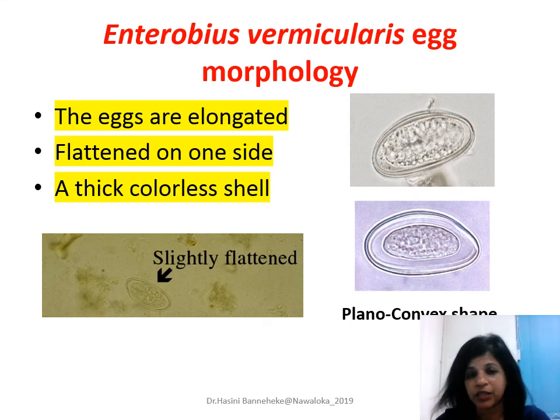Now the other thing you have to remember is, when you compare this with the hookworm egg, hookworm egg is also colorless, Enterobius egg is also colorless, but the hookworm eggs have a very thin shell, whereas here you can see that the shell is thicker, and the shape of Enterobius is plano-convex, whereas hookworm eggs are more ovoid with bluntly rounded poles.